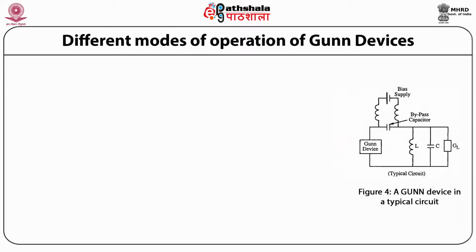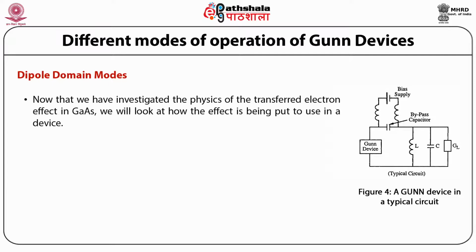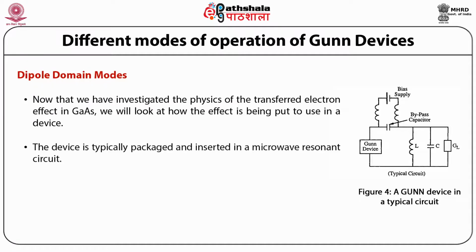Let us now discuss the dipole domain modes. Now that we have investigated the physics of transferred electron effect in gallium arsenide, let us now look at how the effect is being put to use in a device. So the device is typically packaged and inserted in a microwave resonant circuit whose schematic is shown in this figure.